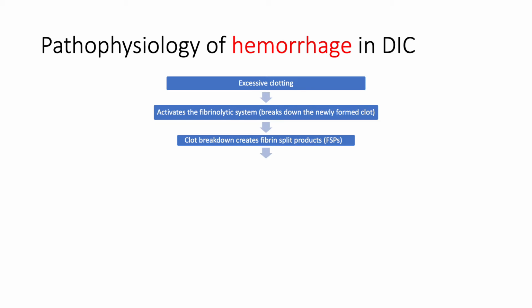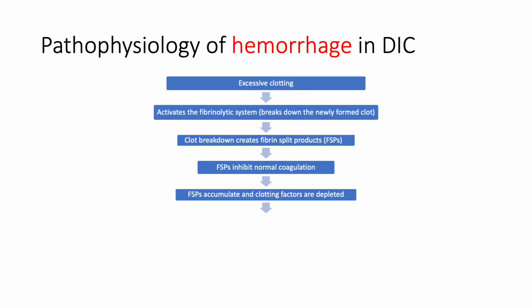Now, why do we care that there's a bunch of broken up fibrin floating all around in the blood? Well, these FSPs or FDPs aren't actually just garbage. They can still do something. And these FSPs actually inhibit normal coagulation. So now we have a combined issue of lots of FSPs inhibiting normal coagulation while we've already depleted clotting factors due to all of this clotting going on all over the body.